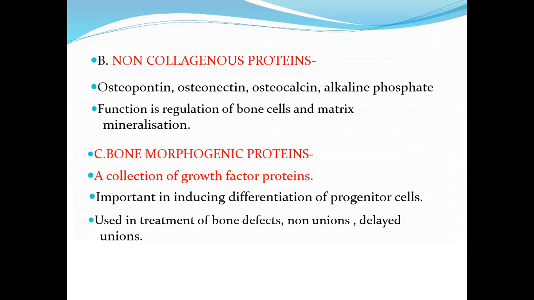Then non-collagenous proteins are there, such as osteoproteins, osteonectins, osteocalcin, and alkaline phosphatase. These are the non-collagenous materials, or we can say the proteins. Each is one type of protein, responsible for various activities carried out in the bones, where blood formation mostly occurs in the bone marrow. In that case, that is also involved somewhere.